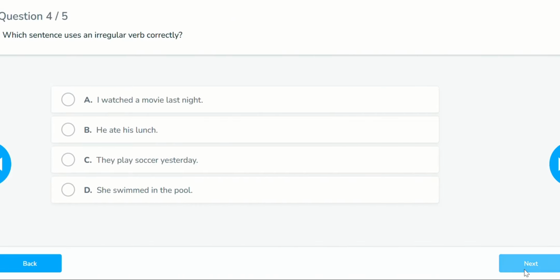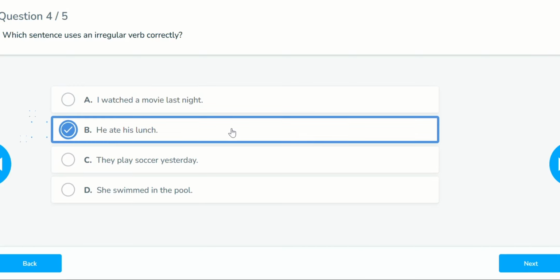Which sentence uses an irregular verb correctly? He ate his lunch. Let's look at these other sentences. I watched a movie last night. That is correct, but watched is not an irregular verb. It is a regular verb. They play soccer yesterday. Play is a regular verb, so we should add ed to this to make it in the past tense. They played soccer yesterday.